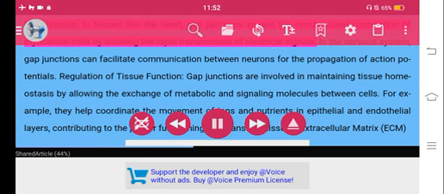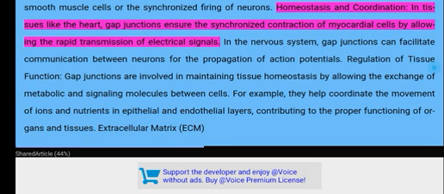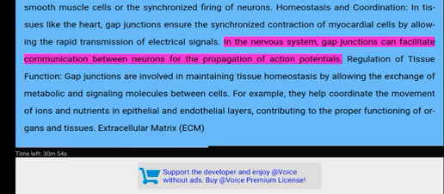Homeostasis and coordination. In tissues like the heart, gap junctions ensure the synchronized contraction of myocardial cells by allowing the rapid transmission of electrical signals. In the nervous system, gap junctions can facilitate communication between neurons for the propagation of action potentials.